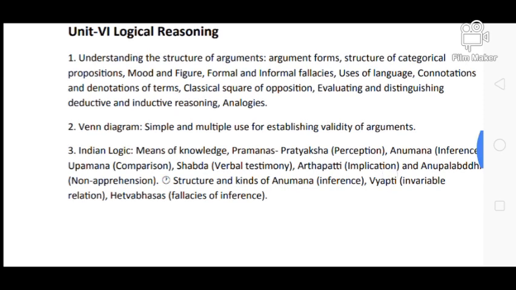Second point, Venn diagram. The questions will come from Venn diagram. Simple and multiple use for establishing validity of arguments.